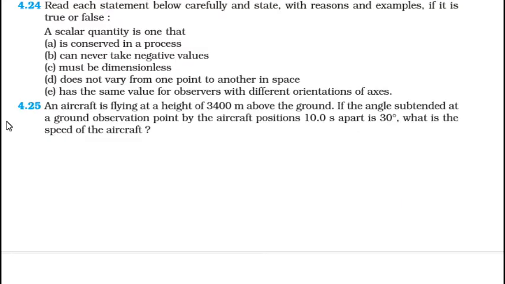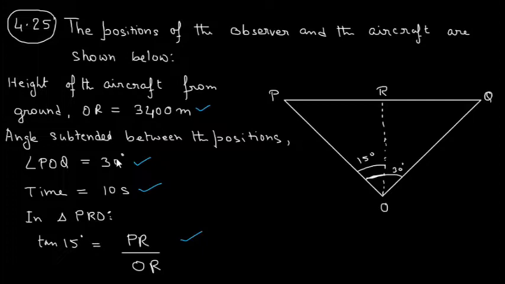Let us move on to the next question, that is 4.25. An aircraft is flying at a height of 3400 meter above the ground. If the angle subtended at a ground observation point by the aircraft positions 10 seconds apart is 30 degrees, what is the speed of the aircraft? The position of the observer and the aircraft are shown below.